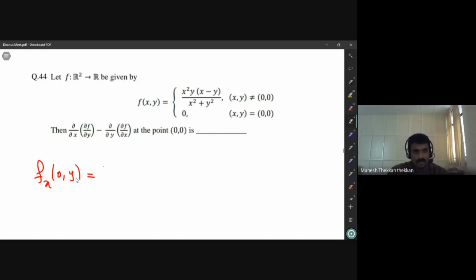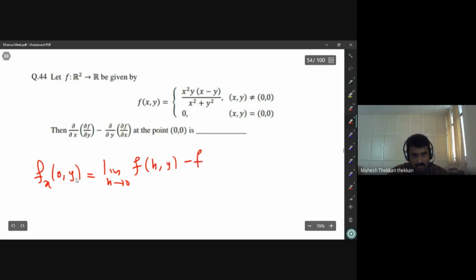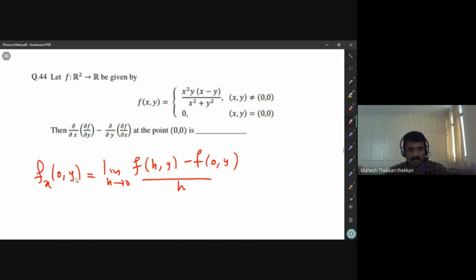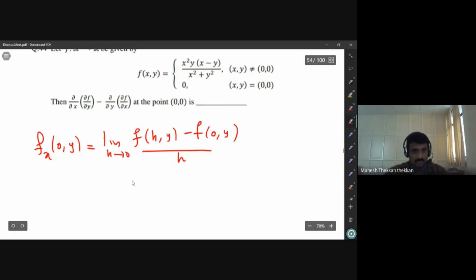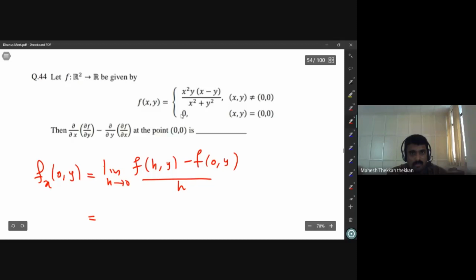What is that? By definition, this is the limit as h tends to 0 of [f(h,y) minus f(0,y)] divided by h. So you take y as some constant, as some fixed value. So you are taking the derivative with respect to x, first order. Now, what is this f(h,y)? If you substitute here, what will you get?